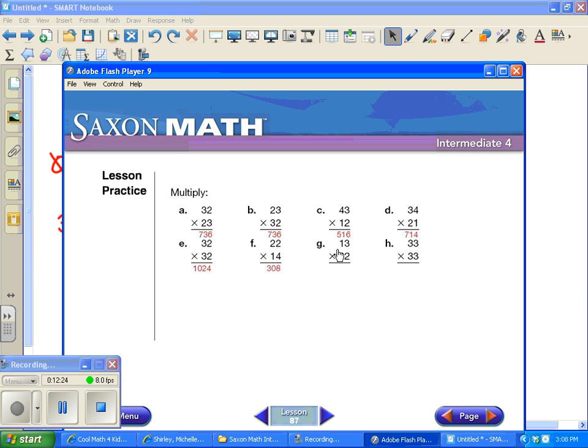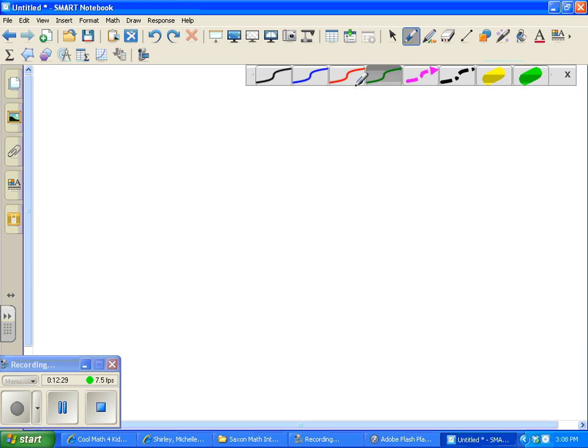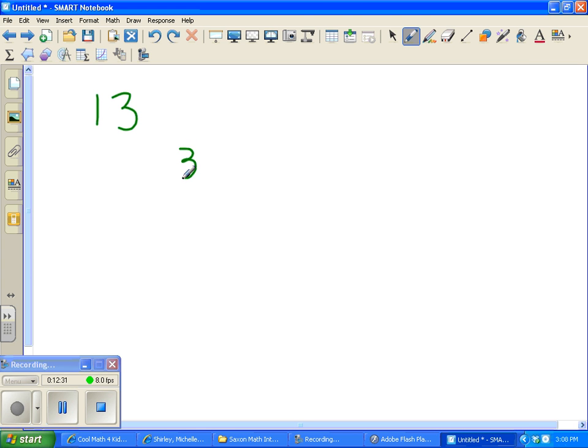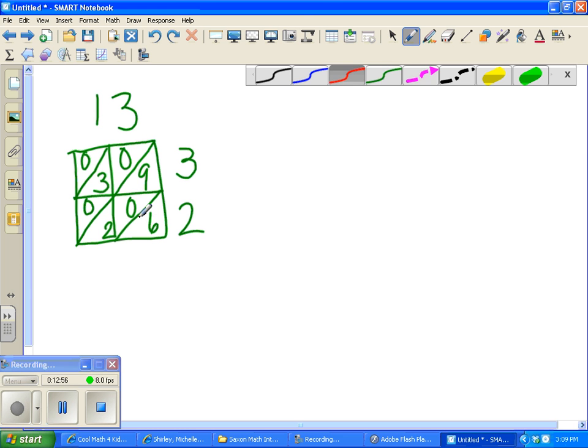Okay, 13 times 32. Draw the square. Then what? Divide them in half diagonally. And here we go. 3 times 1 is 3. 3 times 3 is 9. 2 times 1 is 2. 2 times 3 is 6. Okay, let's add this all up.